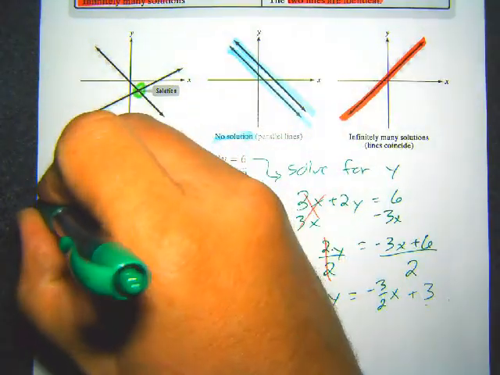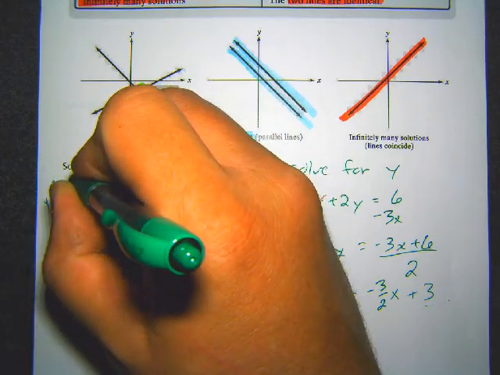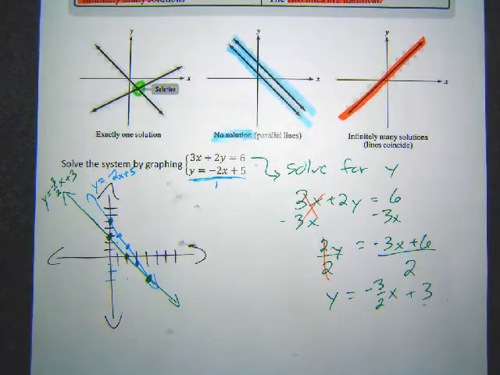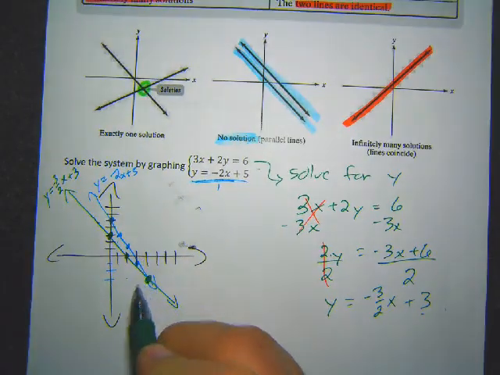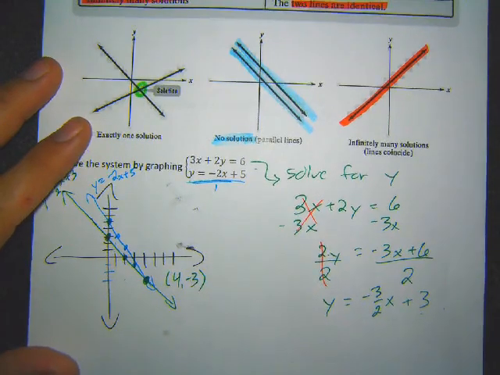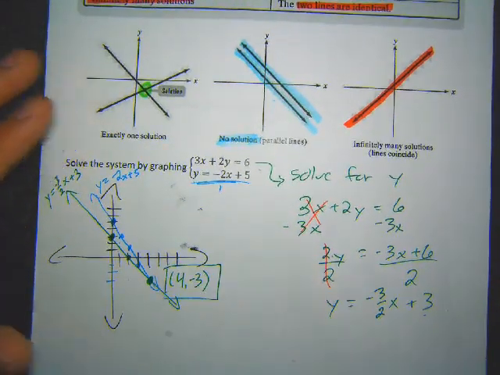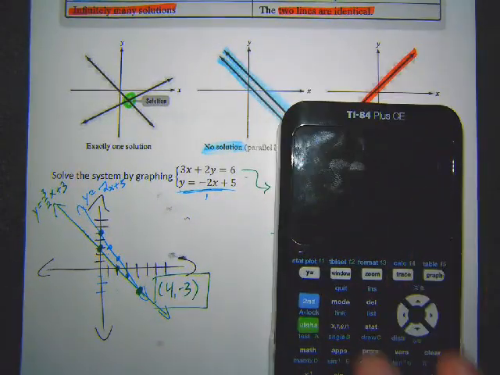And so that's the line y equals negative 3 halves x plus 3. So that's their intersection, which is the point (4, negative 3). So (4, negative 3) is a solution. And you don't have to do this by hand. I did it by hand, but I could have just typed both equations in my calculator, right?